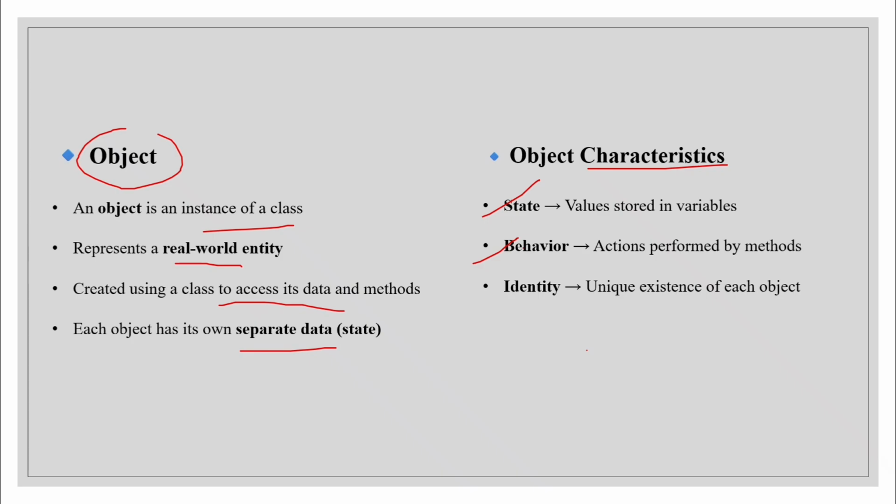Behavior represents actions. These are the methods or the functions the object can perform. And the third one is identity, which represents uniqueness. Each object is unique. Even if two objects have the same data, they are still different because each object has its own separate memory location. That's how objects work in a simple and clear way. Here, object equals state plus behavior plus identity.